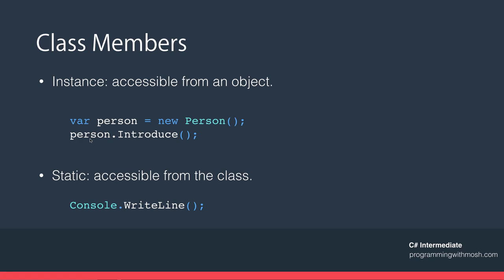But we also have static members, and a static member is accessible from the class, not an object. An example of that is Console.WriteLine. So Console is a class and WriteLine is a static method. So we don't have to create an instance of Console using the new operator in order to call WriteLine.